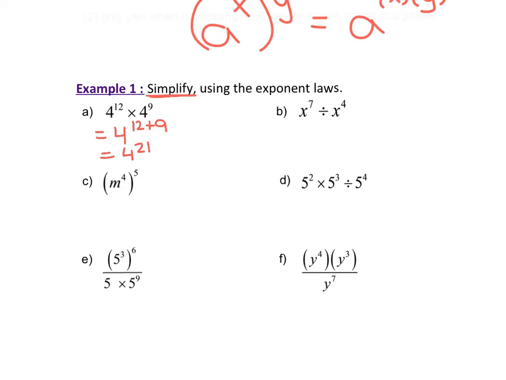Now, if I asked you to evaluate, you would actually give me the answer. You'd be like, hey, what's 4 to the power of 21? And then you'd give me that answer, okay? But again, I'm asking you to simplify. So I'm just highlighting that, okay? How about you guys try B and C? We'll take those up, and then I'll do D as an example, and I'll let you try E and F, okay?